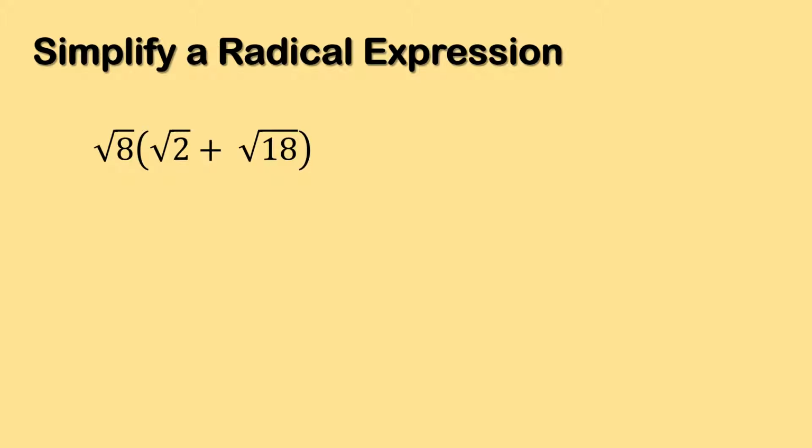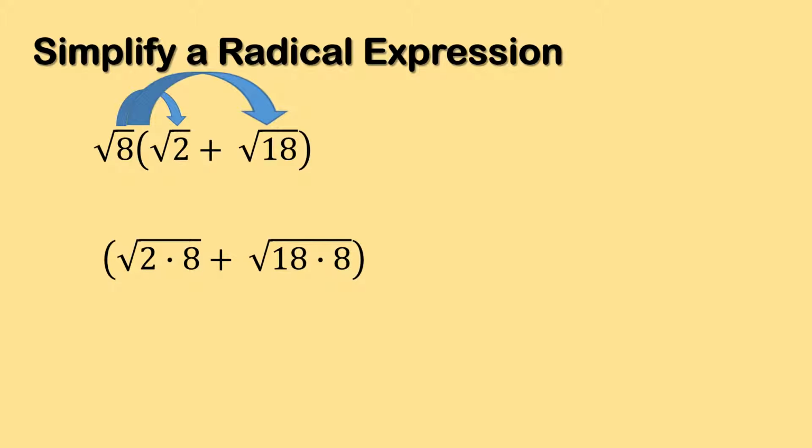All right, we have the square root of 8, open parentheses, the square root of 2 plus the square root of 18. All right, what do you think you're going to do here? Do you notice that you simply have the distributive property? Yes. You're going to multiply the square root of 8 times the square root of 2, and then you're going to multiply the square root of 8 times the square root of 18. This is what you're doing.